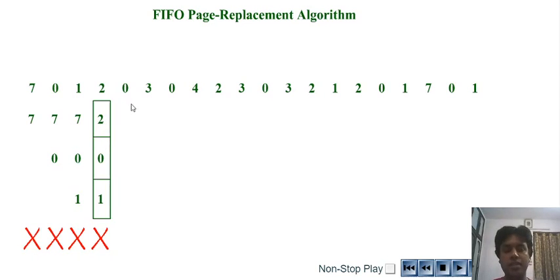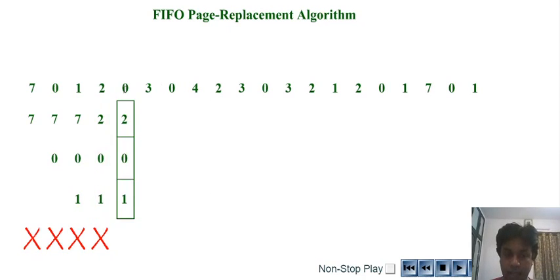Okay, after this we have 0. Now since, as you can see, 0 is in the reference string and 0 is already in my memory in one of the frames, there is no need to swap in or swap out, and because of that it is called a page hit, right? So we got the first page hit.